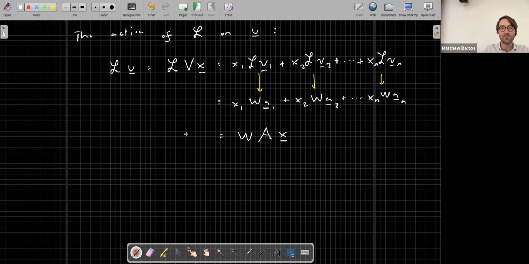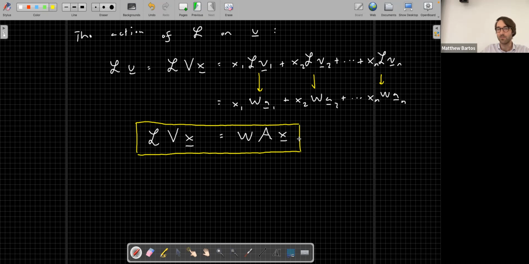Okay, so we have that our linear operator applied to Vx is equal to W times our matrix representation of our linear operator A times X. And in this case, because U and X were arbitrary, we have that our linear operator applied to V is equal to W times A.